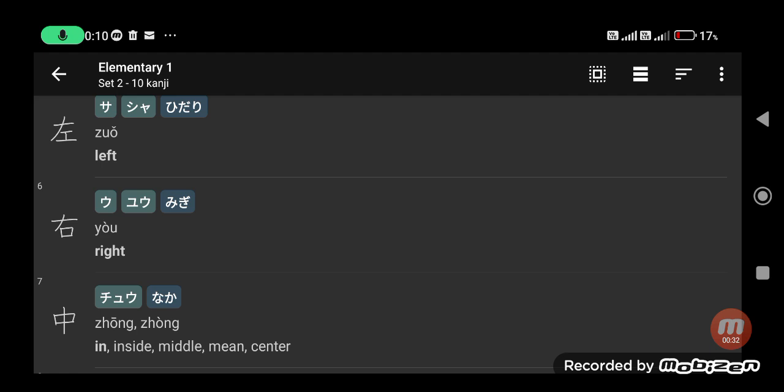For today, we will discuss again another basic kanji character. Last time, we discussed the kanji for left, meaning left or left side, and the kanji for right side. If we have left and right, today we will discuss this kanji, chu, meaning middle, in the middle, or center.